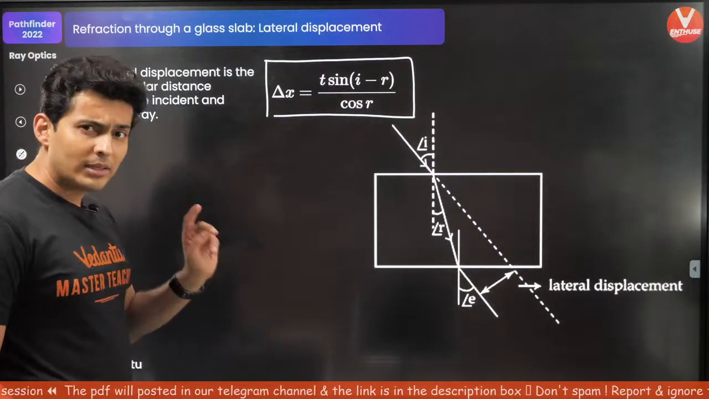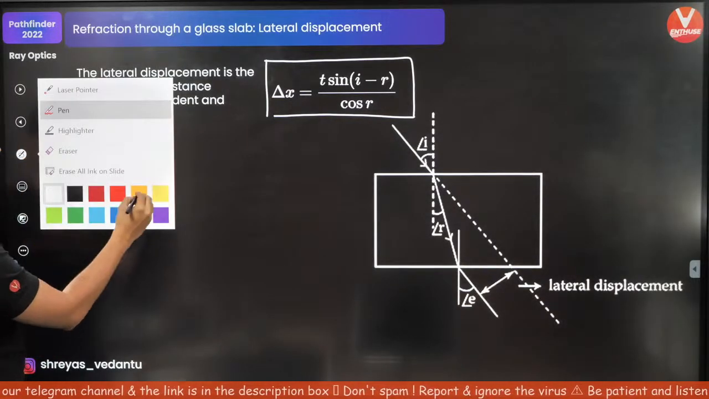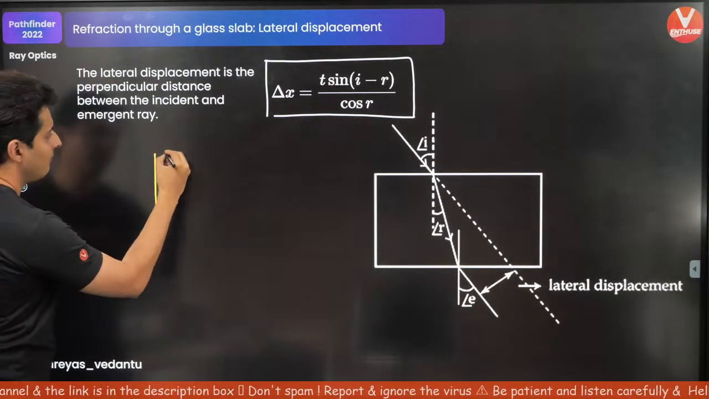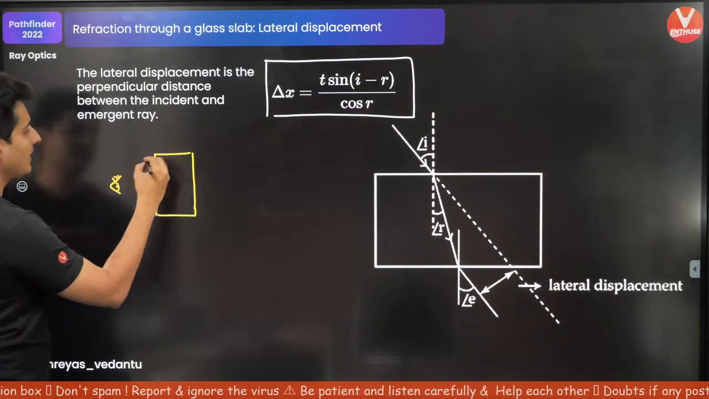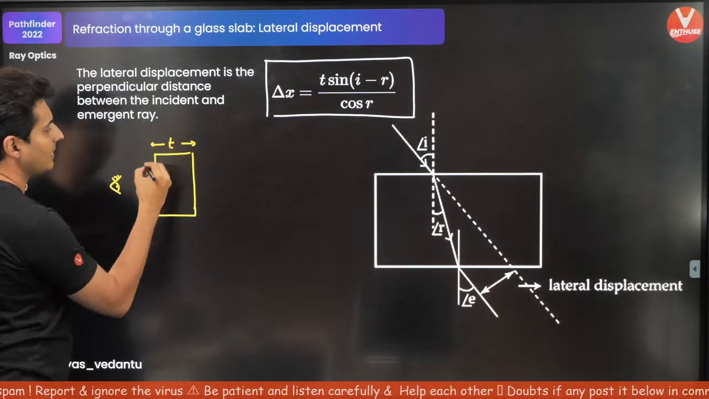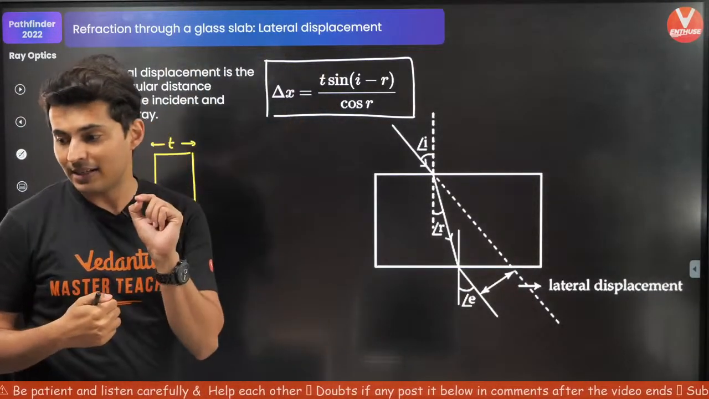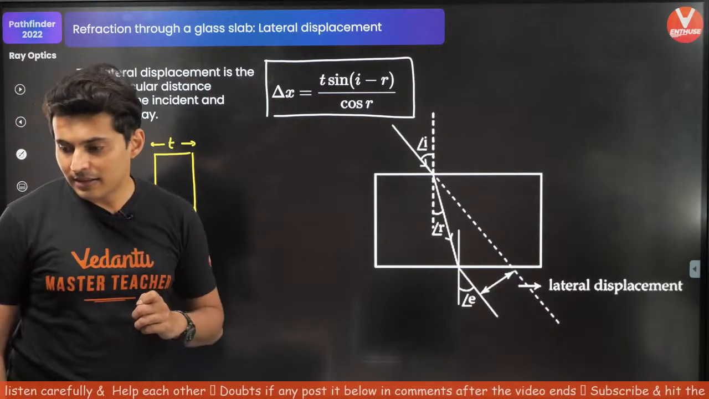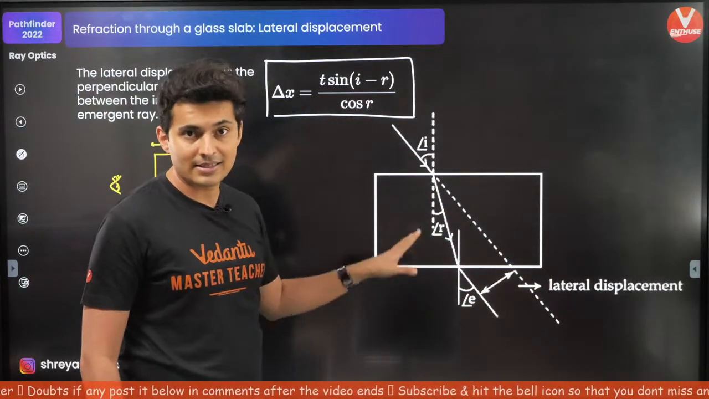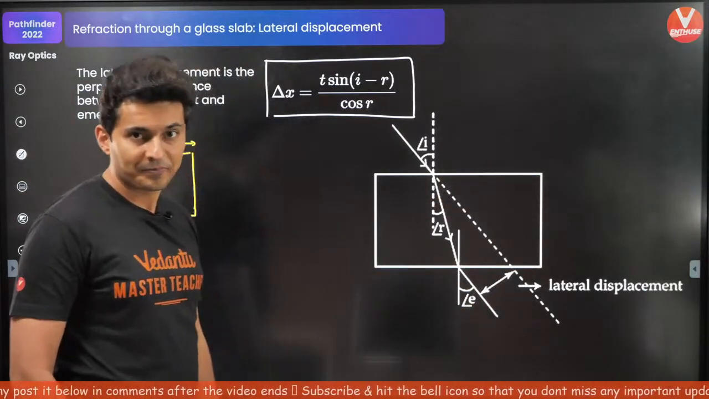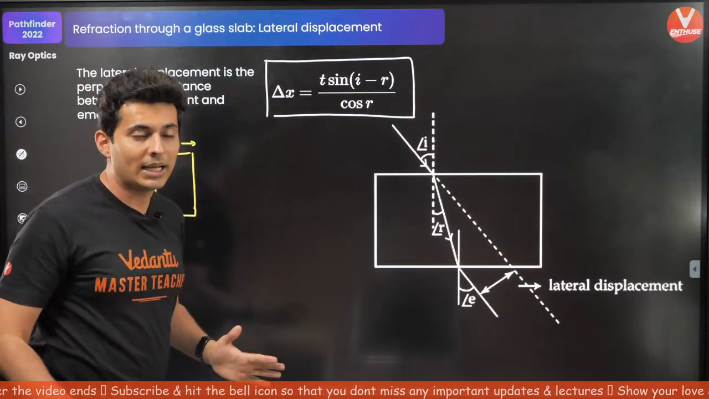Now, one more thing. When you have a glass slab, let's say you are the observer here. Let's say the thickness of the glass slab is T. We have just seen apparent depth and apparent shift. Is it the thickness of the slab? No, it is not the thickness. Oh, this T? Yes, this T is the thickness of the slab. Correct.